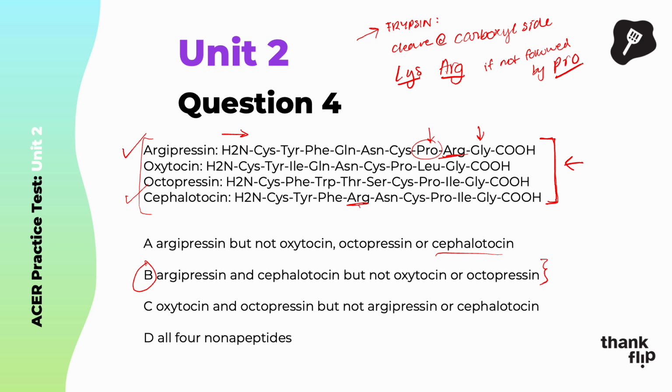And if I was confident, I would circle it and move on for the sake of time. But let's go through the other options as well. We have oxytocin, which is incorrect. We already know this. And then all 4, that's also incorrect because these 2 don't have lysines or arginines. So the answer option is B.